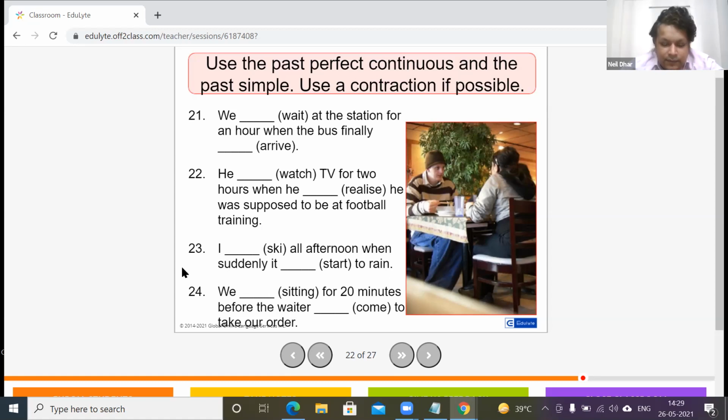Correct. Next. We were sitting for 20 minutes before the waiter came to take our order. No, this part is correct. Even this part is correct. If you say we were sitting for 20 minutes before the waiter came to take our order, but since it says 20 minutes, it's a longer duration. Another way of saying it, we had been sitting for 20 minutes before the waiter came to take our order. So since it's a longer duration, we'll use continuous. We had been sitting.